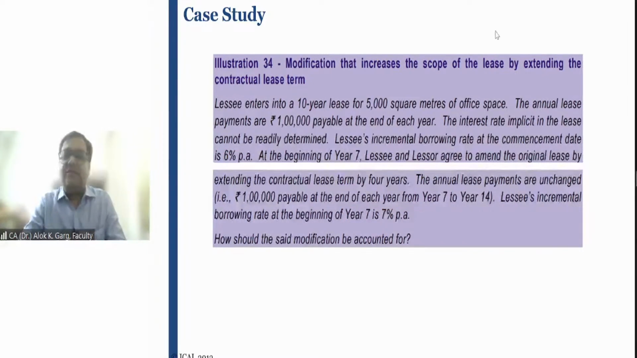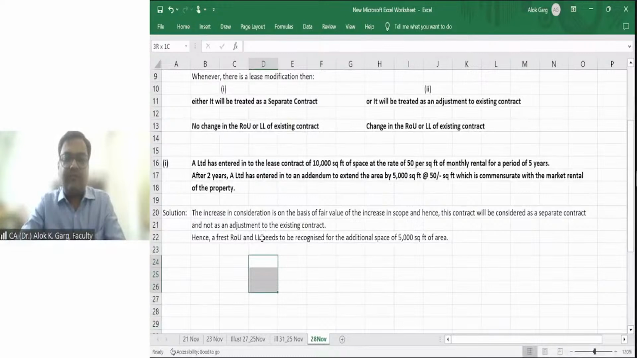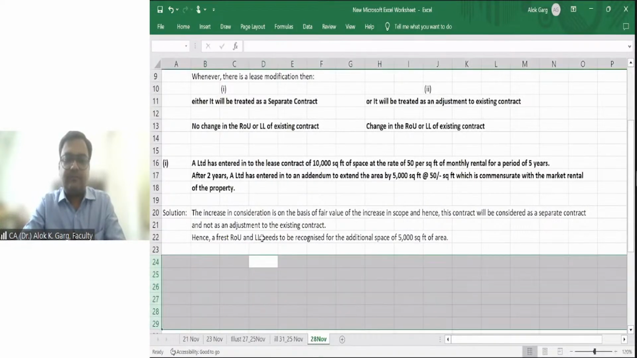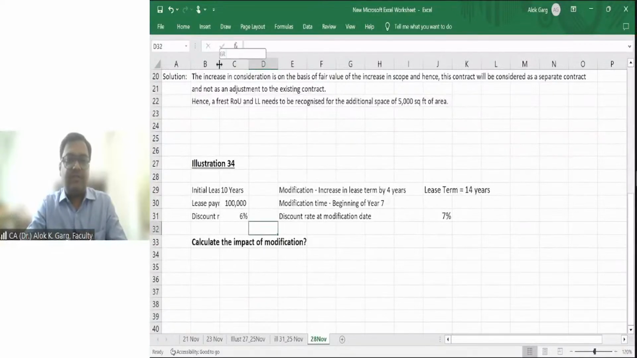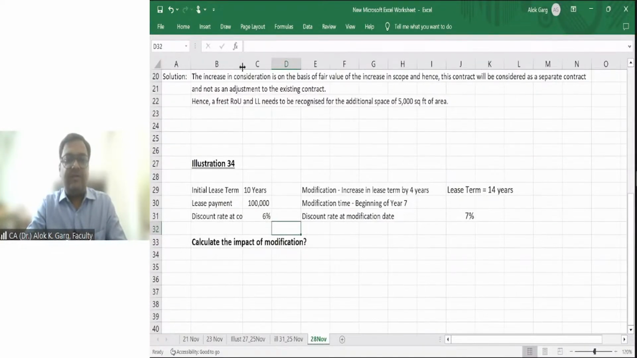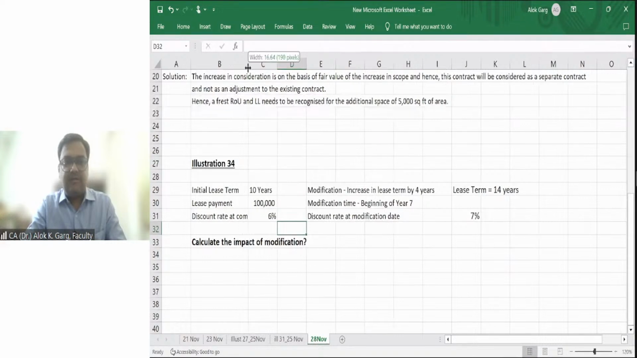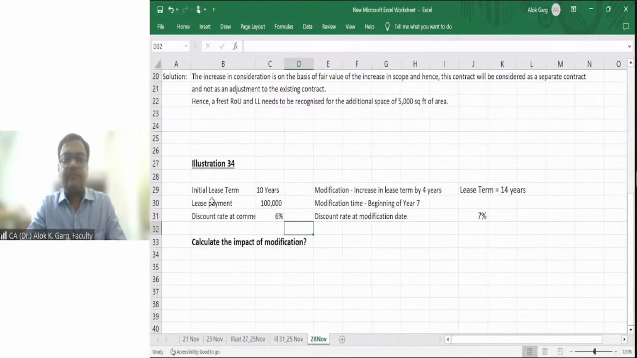Now, I will solve this question one by one, okay? So, I am taking you to my Excel file, and let me give you the facts of this question first of all. This is illustration number 34. What is given in this question? Initial lease term is given, which is 10 years, right? Discount rate at the commencement date is given.